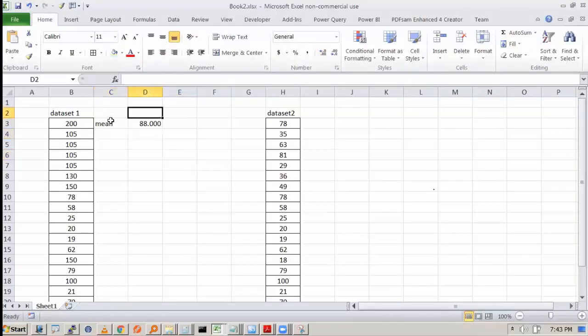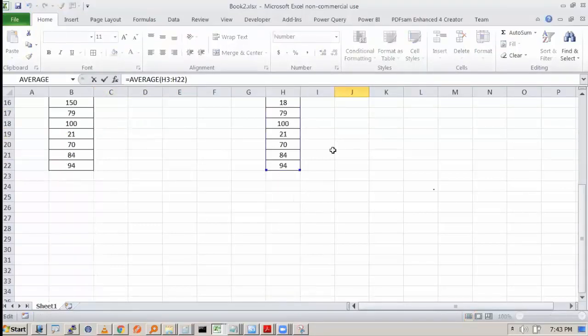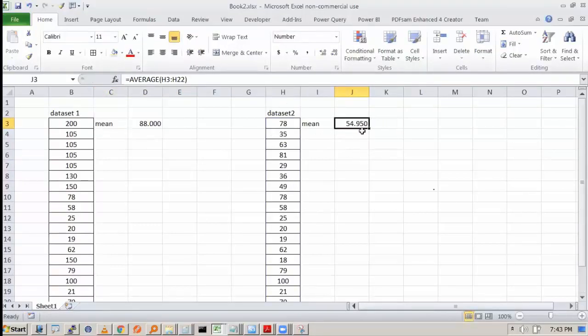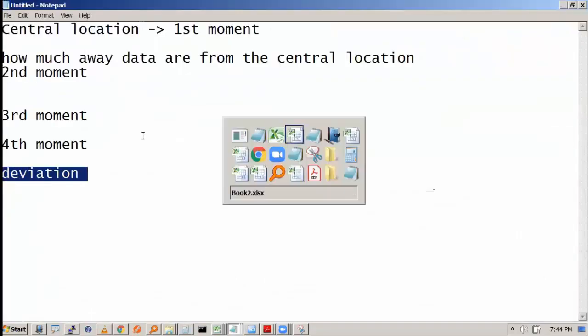Now if I compute similarly the mean of this number, you can see that the mean comes as 54.95. So we are trying to cover some descriptive statistics for this. So mean is one. Then you have median. Now what is mean? Mean is arithmetic average, whereas median is the computation of the middle point.